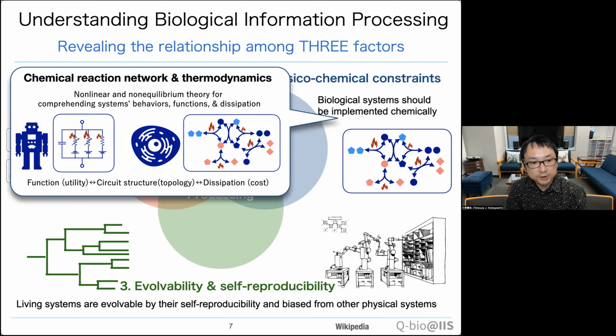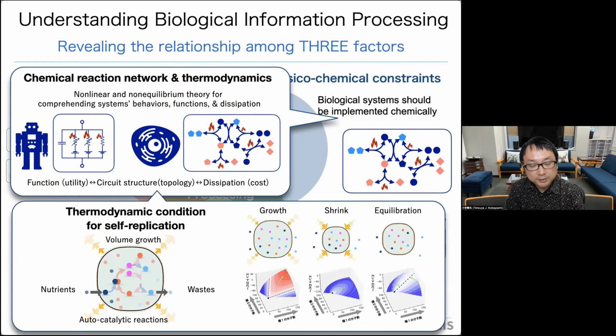In this line of work, we recently developed a unified theory of chemical reaction networks and thermodynamics that can be applied to nonlinear and also non-equilibrium phenomena. As an application of this theory, last year we also derived a thermodynamic condition under which self-replication can be realized. This is a purely thermodynamic theory of when self-replication becomes possible.